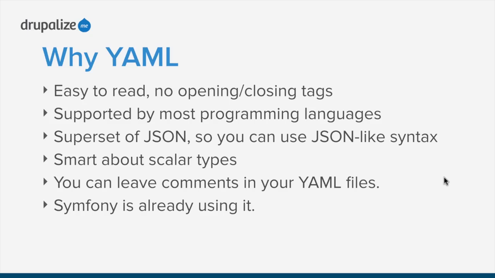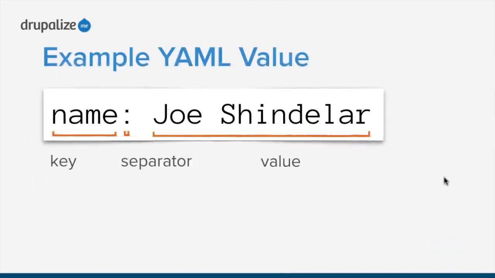And finally, one of the main reasons that Drupal is using YAML is that the Symfony framework, which Drupal is incorporating components of as of Drupal version 8, is already making use of YAML. So it made sense for the Drupal project to continue to use the standard from the Symfony project, which it's incorporating pieces of. This is a really simple example of a value represented in a YAML file.